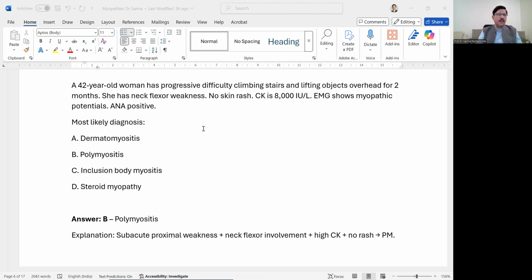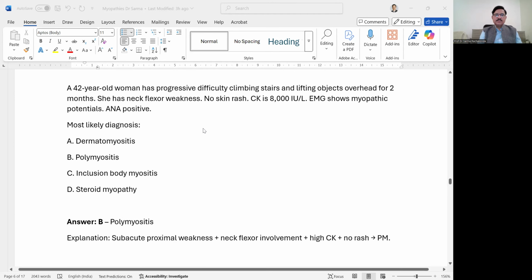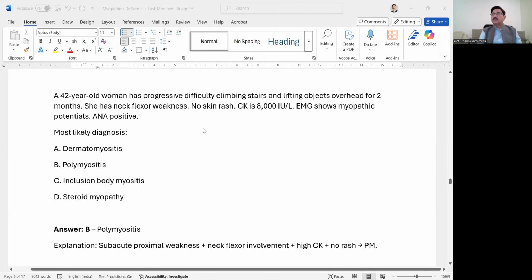Inclusion body myositis will involve finger flexors. Steroid myopathy: history of steroid, CK not elevated, and proximal weakness. Steroid myopathy cannot be here because there is no history of steroid use.